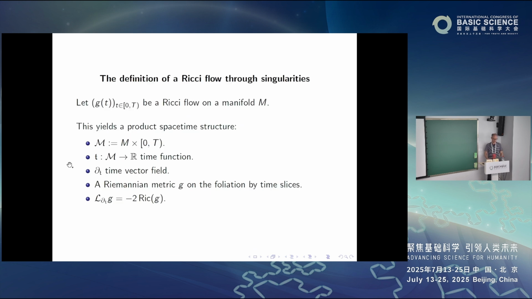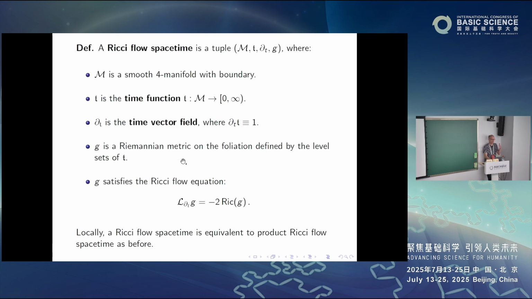So first, there's the matter of the definition. What is a Ricci flow through singularities? The first idea is a very simple one, to work with some kind of space-time definition. To motivate this, let's start with the conventional Ricci flow. So we have a Ricci flow defined in a time interval from 0 to T. You can do a completely straightforward, completely obvious thing. We create a space-time structure. The space-time will just be the product of the manifold with the time interval, okay? Then you have a time function, which is just the projection onto the interval factor.